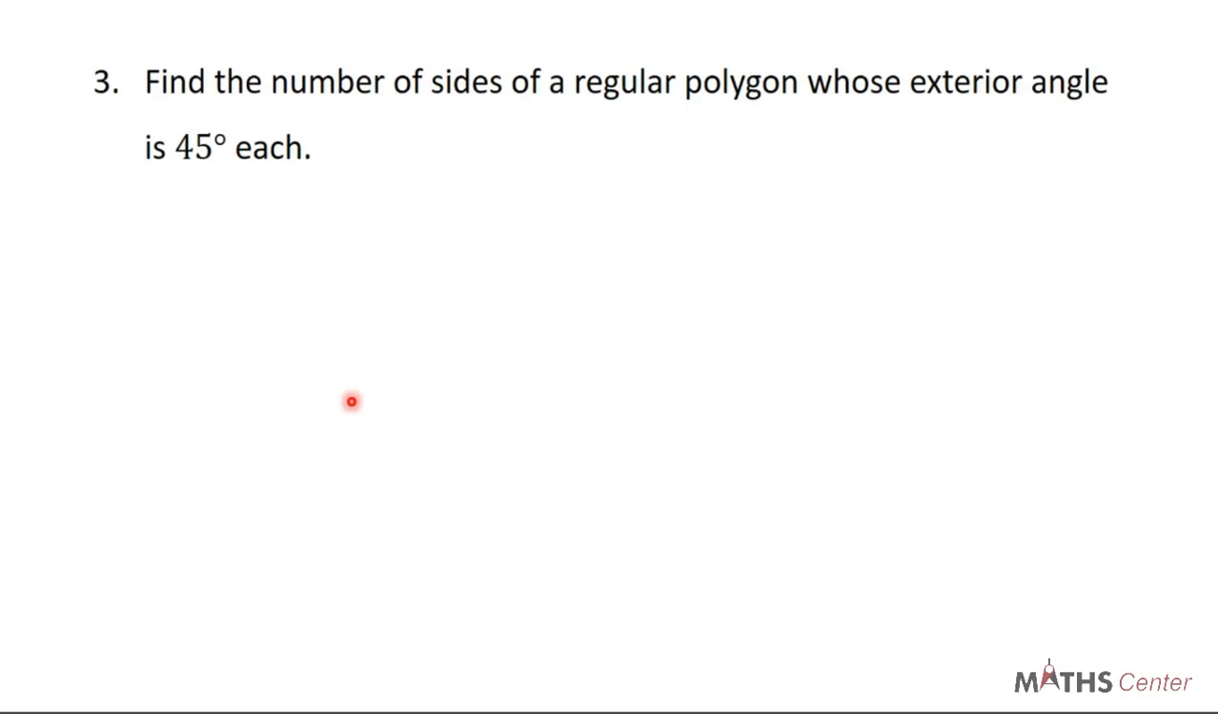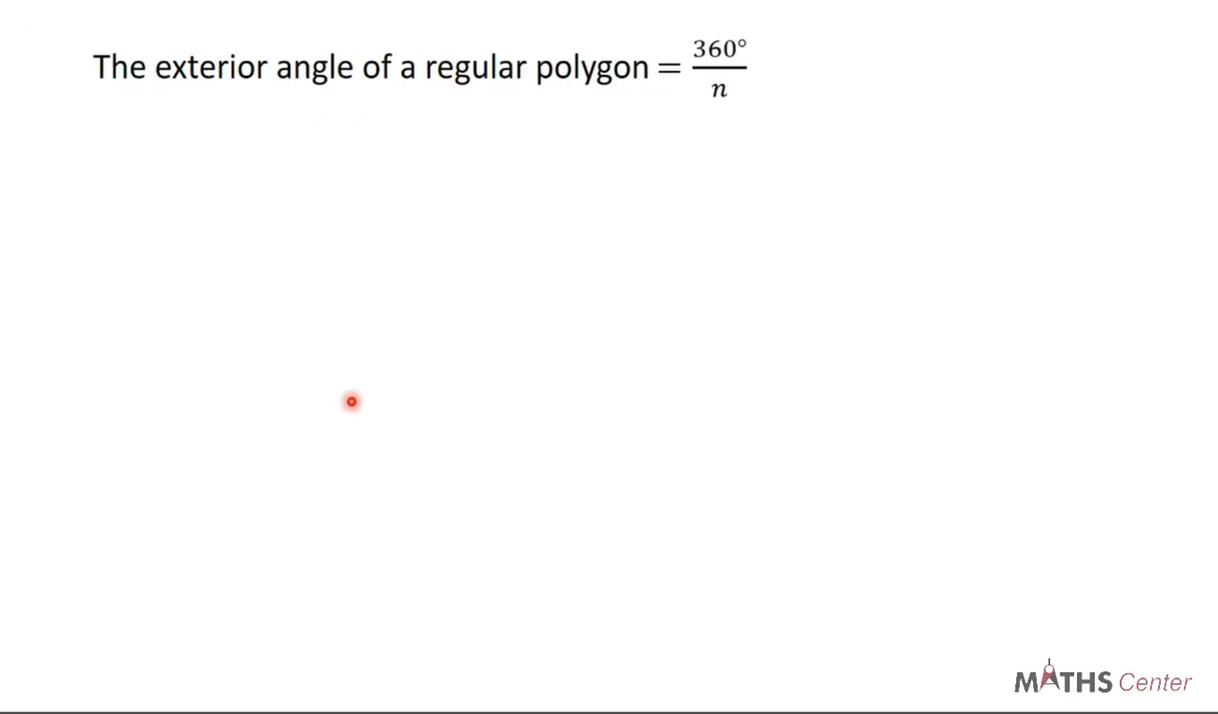Let's consider the next question. Find the number of sides of a regular polygon whose exterior angle is 45 degrees each. So for this regular polygon, each exterior angle is 45 degrees, and we are supposed to find the number of sides of this regular polygon.